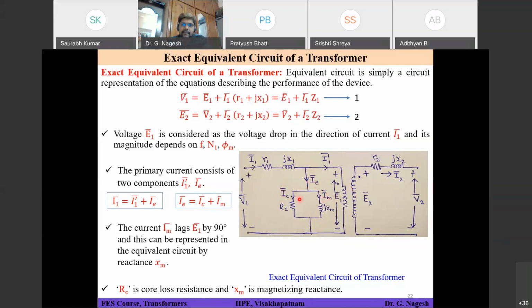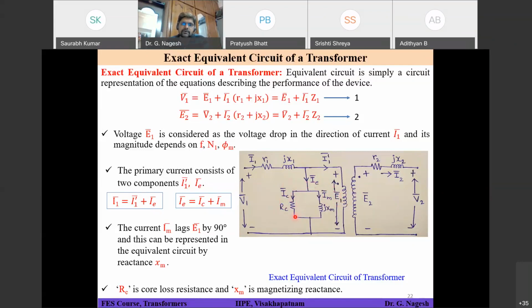Okay, and IC will be in phase with E1. If you remember yesterday, IC will be in phase with E1. That means something like a resistance term, because voltage and current are in phase. So that should flow through some resistance. That's why the current and voltage are in phase. Okay. So IC and E1 are in phase.